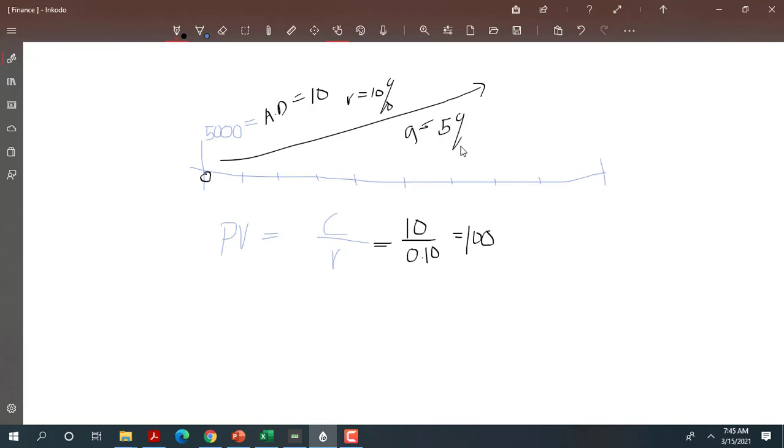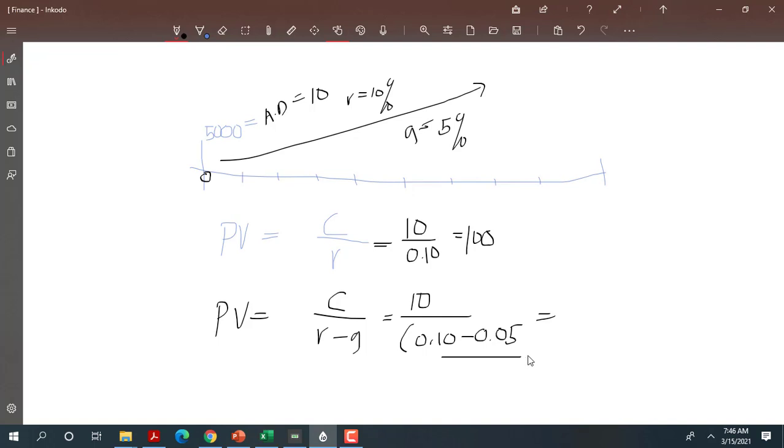So we've already identified the difference between R and G. The formula of PV would be C over R minus G. If I translate it to numbers, that is 10 over R, which is 10%, or 0.10 in decimal, minus G, which is 5%, 0.05. So the denominator is 0.05.